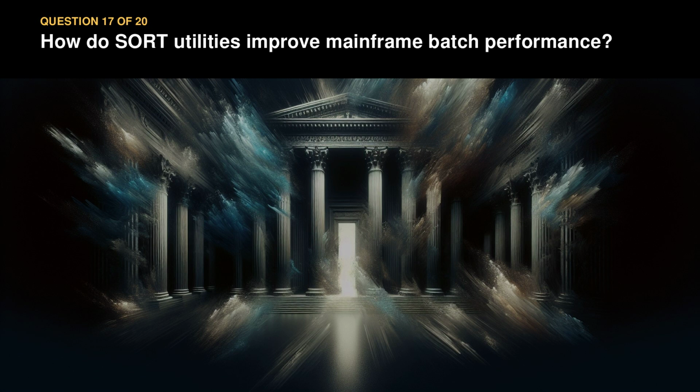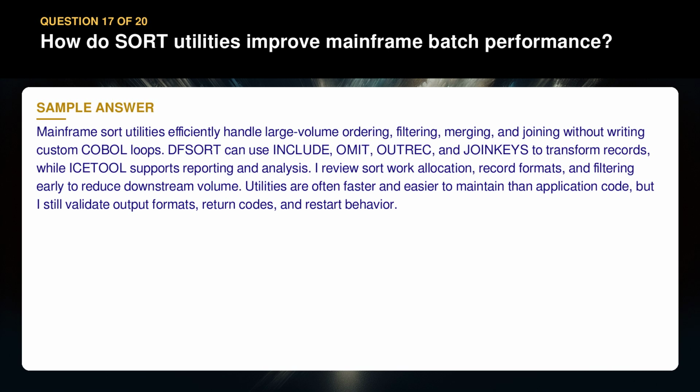Question 17. How do sort utilities improve mainframe batch performance? Mainframe sort utilities efficiently handle large volume ordering, filtering, merging, and joining without writing custom COBOL loops. DFSORT can use include, omit, outrec, and joinkeys to transform records, while iStool supports reporting and analysis. I review sort work allocation, record formats, and filtering early to reduce downstream volume.